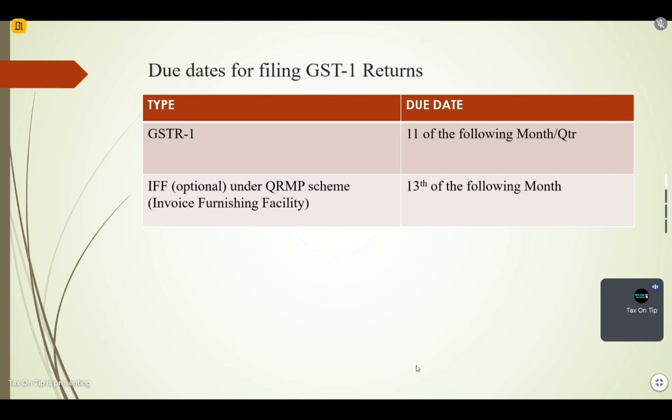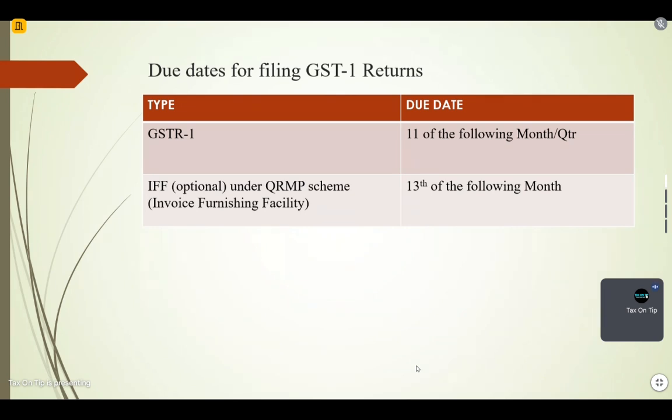If I talk about the GSTR1, it can be filed even after the 11th of the following month, but the person who is getting the purchase will not be able to claim the ITC in the same month. But in case of IFF, after 13th of the following month, that IFF facility will expire and it will not be available for filing.